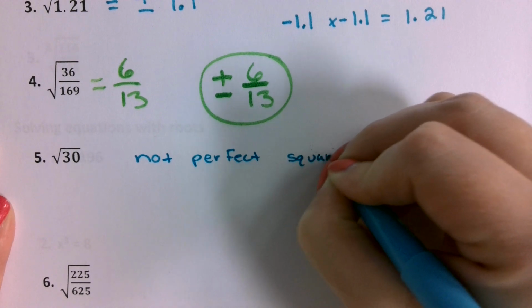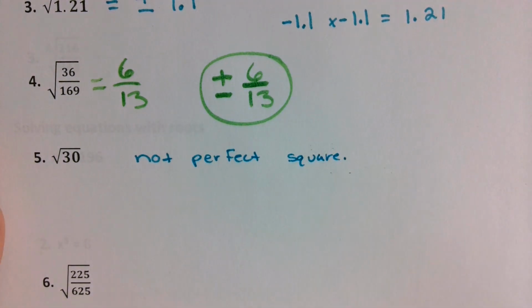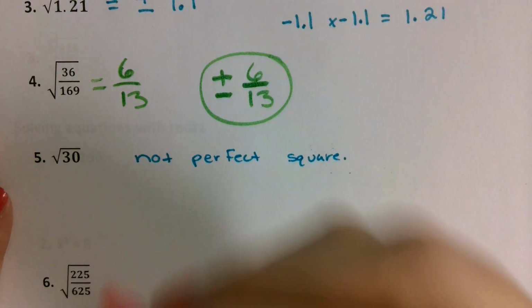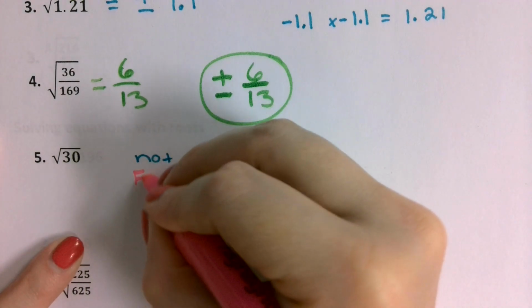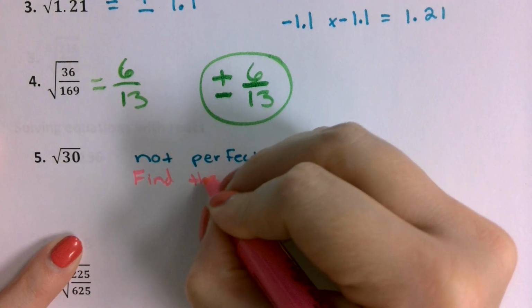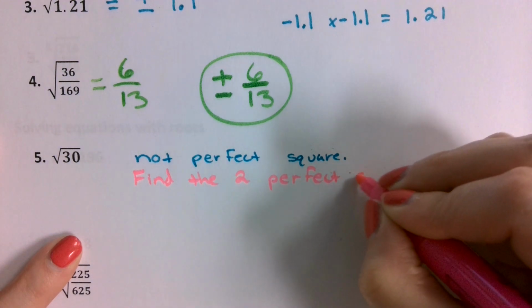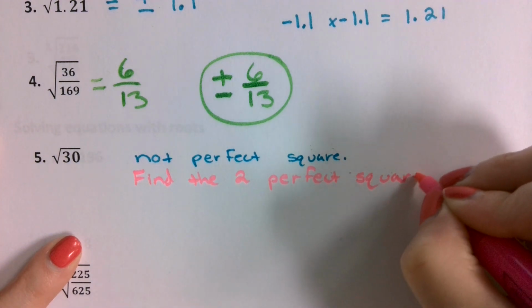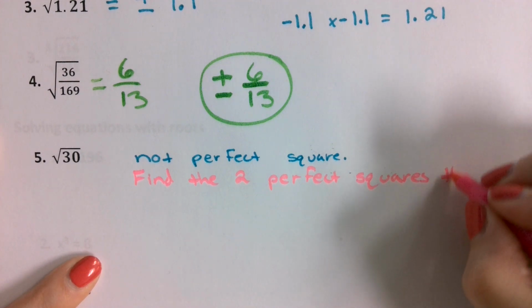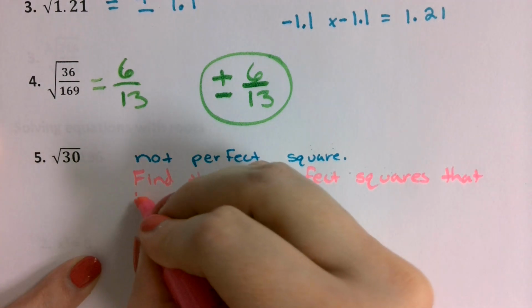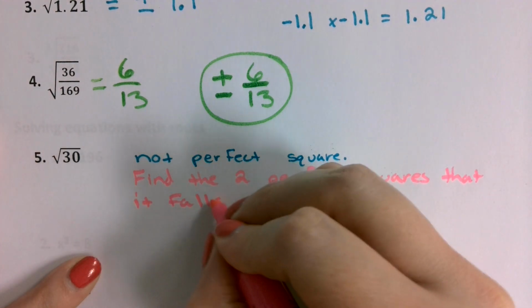So what we want to do is identify the perfect squares that it can fall between. We're going to find the two perfect squares that it falls between.